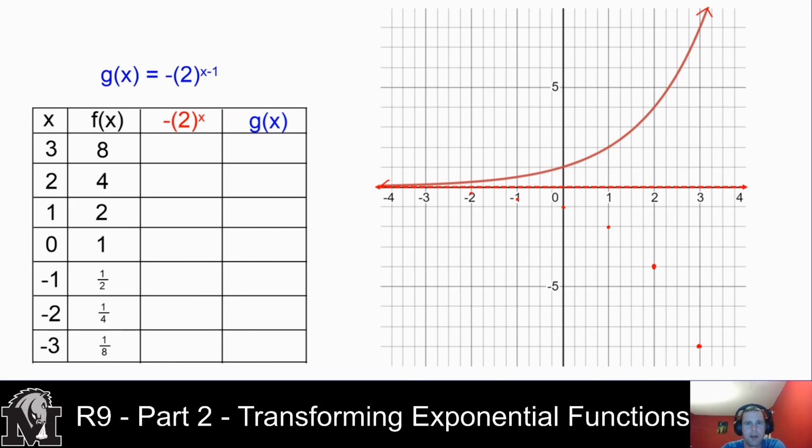Next up, we're going to shift everything 1 unit to the right. So that gets bumped over here. This one moves over there, and so on and so forth. And we can try to sketch a nice smooth curve through these. And don't forget the asymptote.